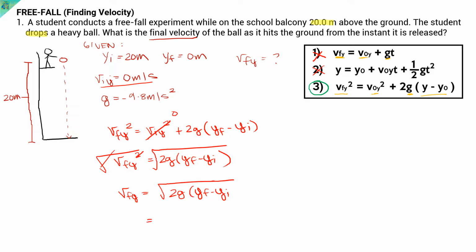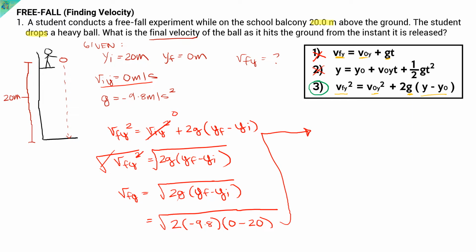Okay, let's look at our equation. Do we have our g? Yes, that's negative 9.8. Do we have a yf? Yes, that's 0 meters. Yi, that is 20 meters. Okay, let's plug in our values. Square root of 2 times negative 9.8 meters per second squared times 0. Our yf is 0. And our yi is 20 meters. I did not write the units anymore, so we're going to have a cleaner equation. Okay, let's move it here. So from here, if you try to compute that, get your calculators.